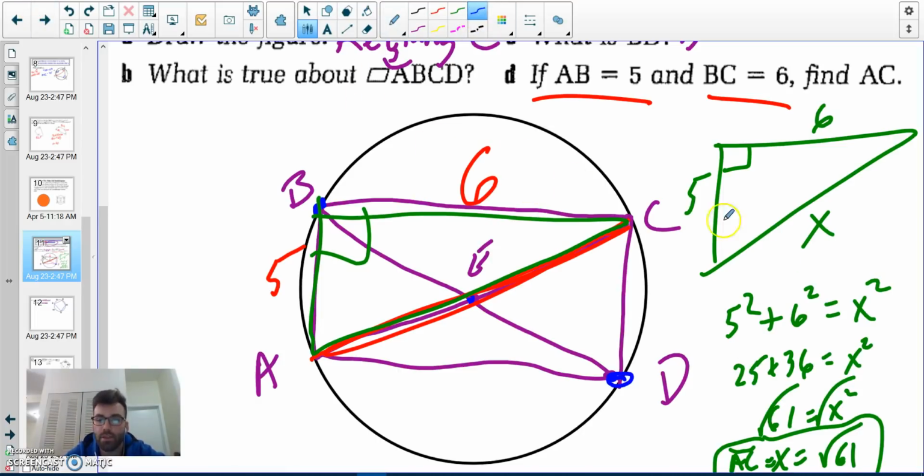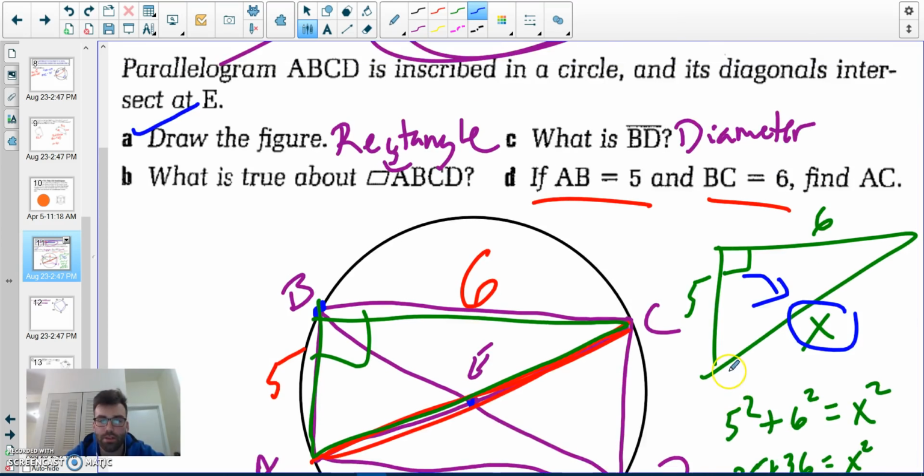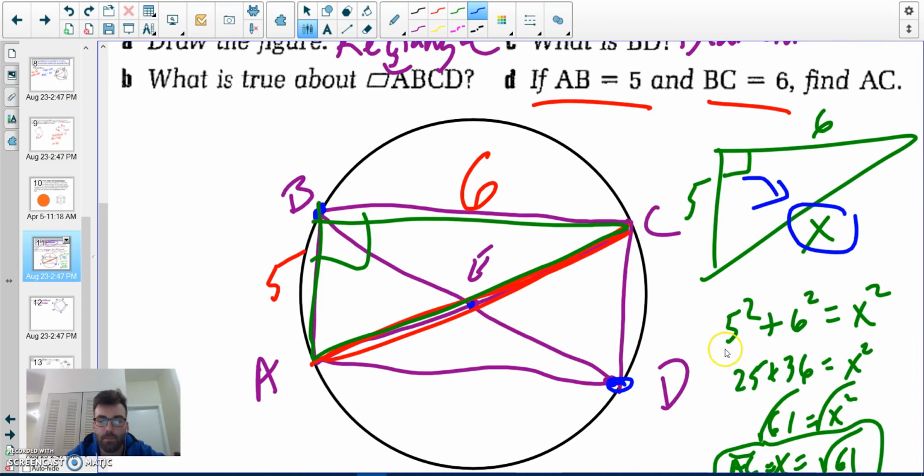Let's look at this. 5 squared plus 6 squared equals x squared. I knew that x was my c value because it was opposite of the right angle. 25 plus 36 is 61. Square root both sides. I get x equals the square root of 61.